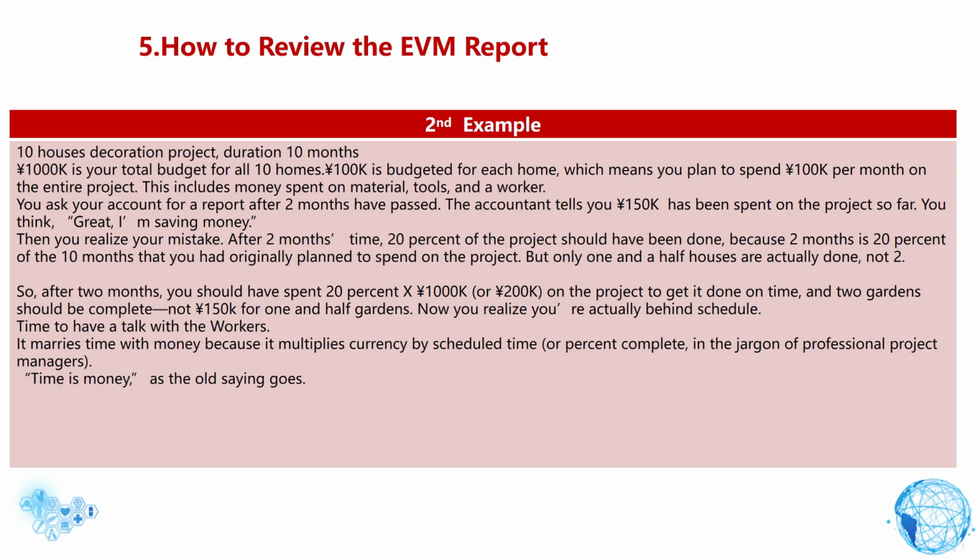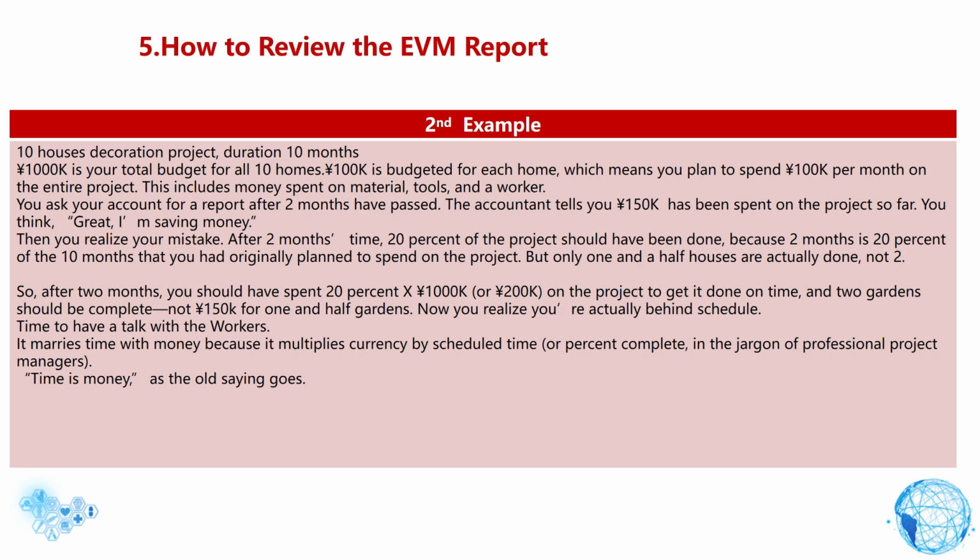Second example. 10 houses decoration project, duration 10 months. 1,000 yen is your total budget for all 10 homes. 100k yen is budgeted for each home, which means you plan to spend 100,000 yen per month on the entire project. This includes money spent on material, tools, and workers.